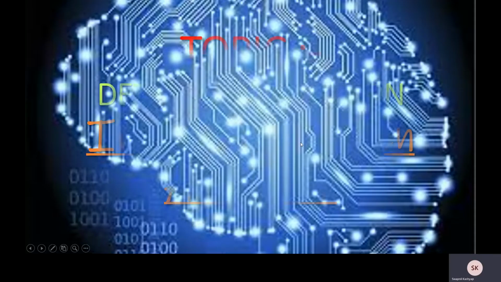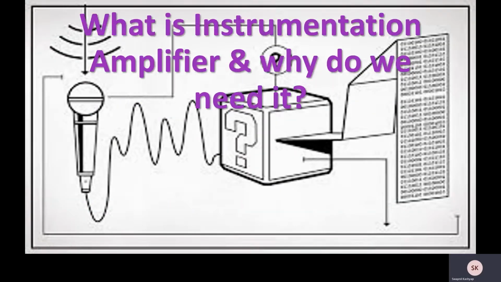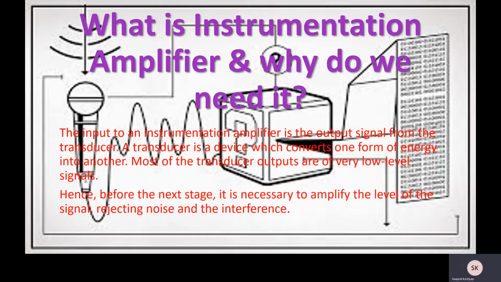My topic is detailed analysis on instrumentation amplifier. So what is an instrumentation amplifier and why do we need it? The input to an instrumentation amplifier is the output signal from the transducer. A transducer is a device which converts one form of energy into another. Most of the transducer outputs are very low level signals. Hence before the next stage it is necessary to amplify the level of the signal, rejecting noise and interference.